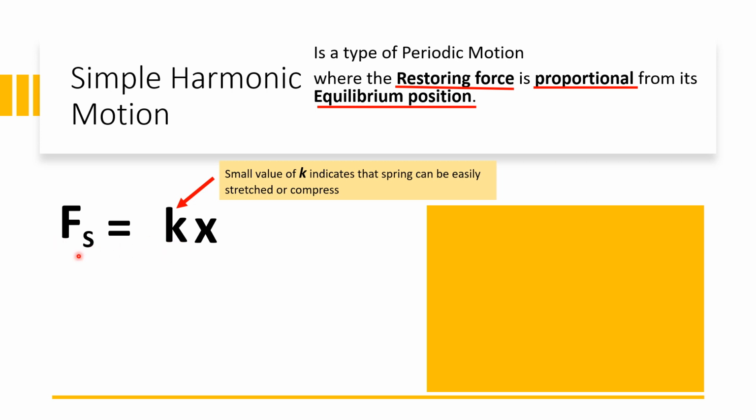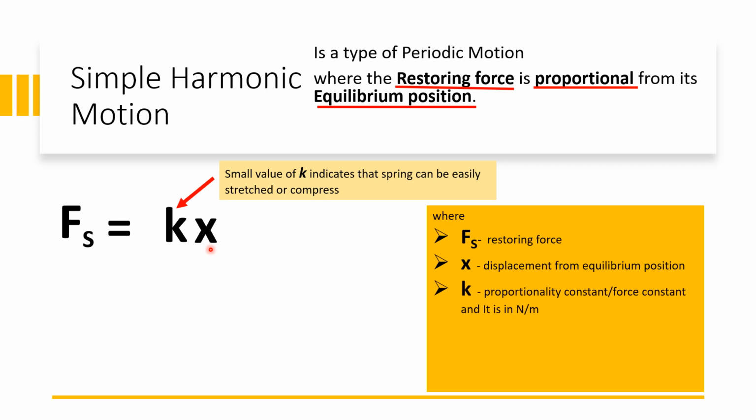So for you to understand the equation easily, let us define each term. So Fs is the restoring force. Restoring force is the force needed to move it back to its equilibrium position. X is the displacement. Ito yung movement ng ating spring kapag siya ay na-stretch or na-compress. And then, K is the proportionality constant or that is the constant force. Ang unit ng ating K is Newton per meter. Again, tandaan, the unit of our K would be Newton per meter. And we call K the constant force.